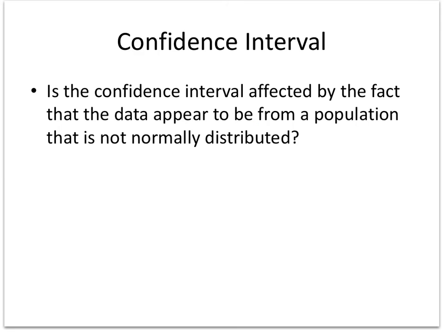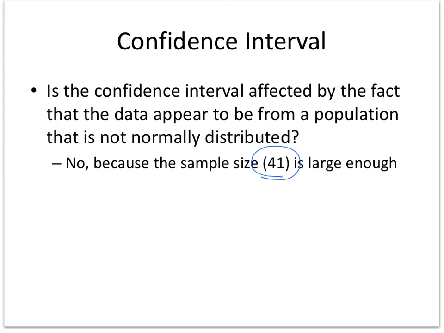Is the confidence interval affected by the fact that the data appear to be from a population that is not normally distributed? Because typically if we have a sample size greater than 30, we can use a normal distribution. So the sample size is definitely large enough that we could have used a normal test.